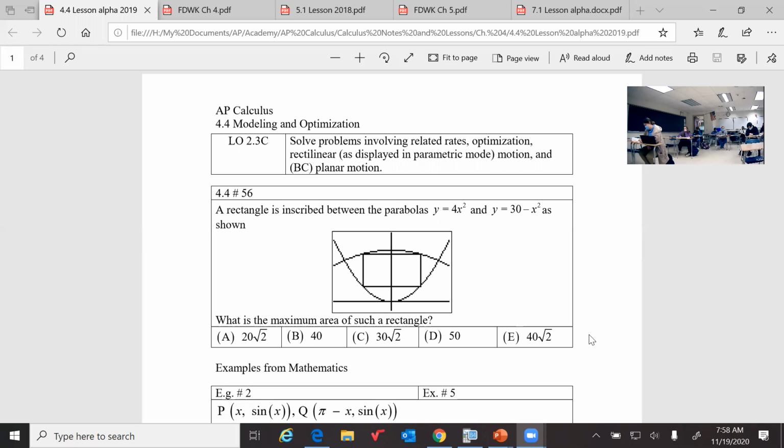Except the rectangle doesn't have to look like that. The rectangle could look like this. The rectangle could be taller, it could be wider, but it's inside these two parabolas. And you want to find the maximum area of that rectangle. So think about what you have to do for the quiz tomorrow, and think how that relates to how you would maximize the area of that rectangle.